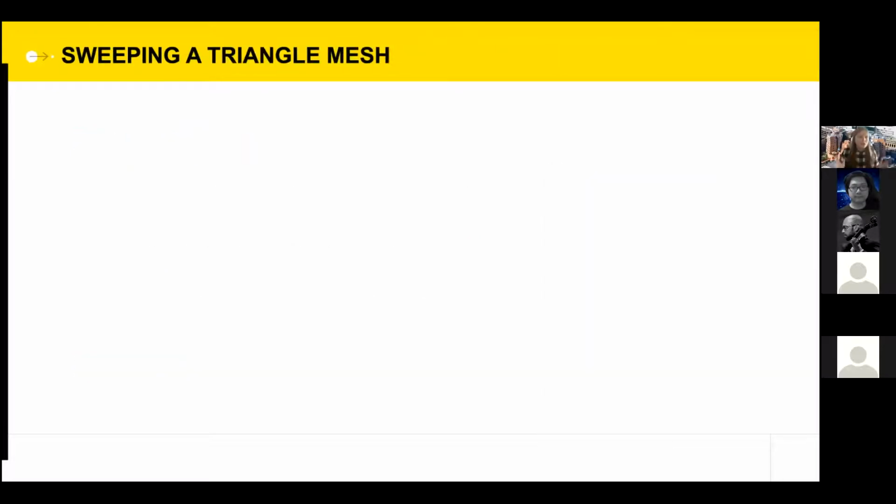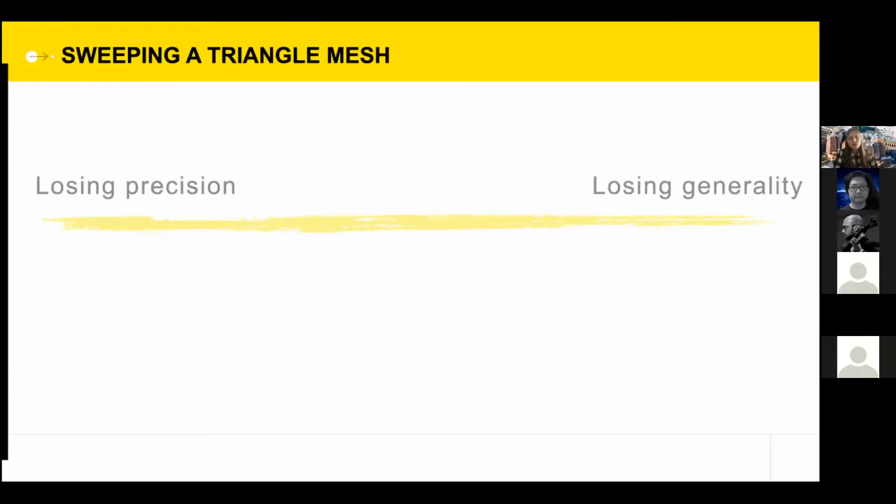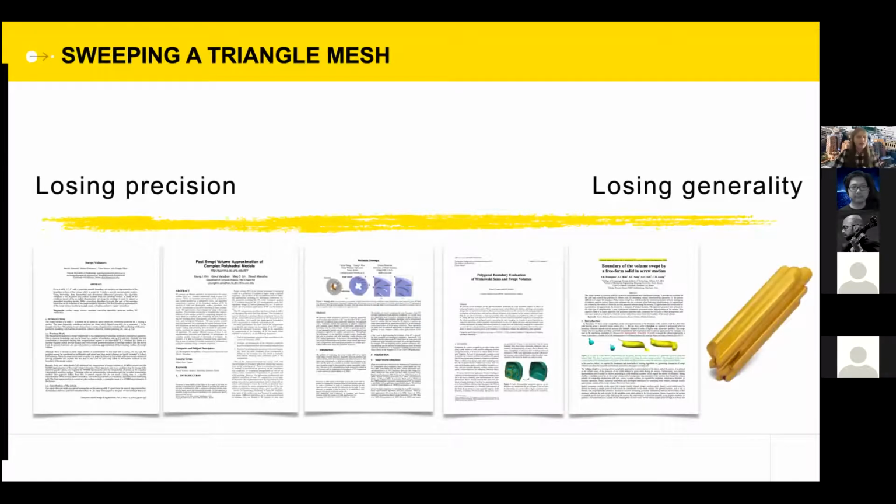In other words, sweeping a triangle mesh is a very hard problem, and we can place most existing works in a spectrum between sacrificing precision or sacrificing generality. So either we approximate the swept volume and then lose precision, but we're somewhat robust, or we manage to do the swept volume exactly, but only for some shapes and only for some trajectories. So sweeping meshes is hard.